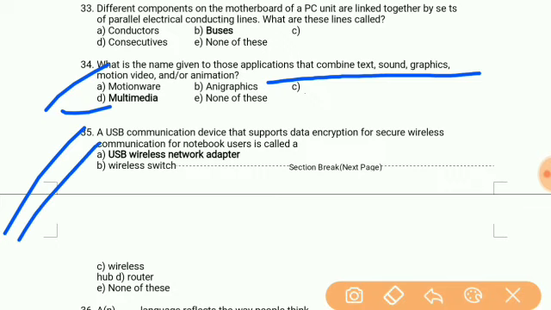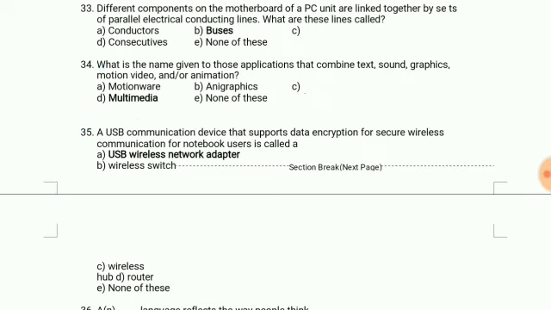Then a USB communication device that supports data encryption for secure wireless communication for notebook users is called a USB wireless network adapter. So the USB wireless network adapter is a USB communication device that provides secure wireless communication for notebook users.